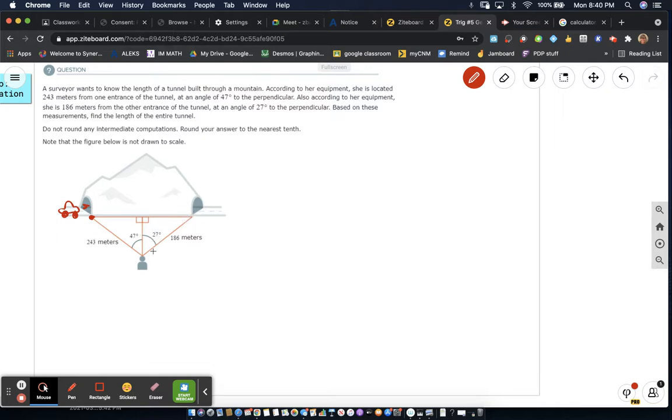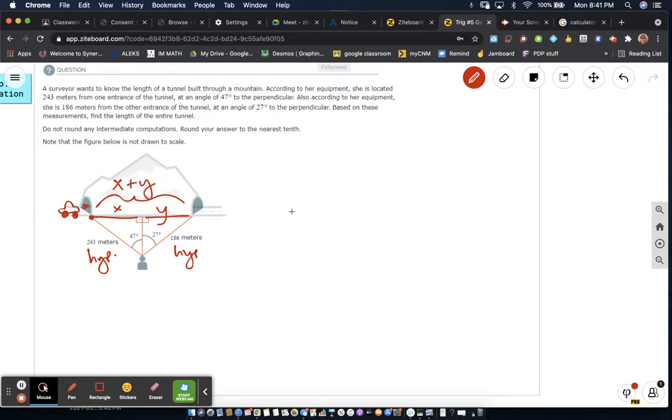So look, you've got two right triangles, you've got two hypotenuses. You've got two of them. All right, and what are we looking for? Based on these measurements, find the length of the entire tunnel. So we need to find this piece, but we also need to find that piece. I'm going to call this piece X and this is Y, and the whole tunnel is going to be when we add them together, right?